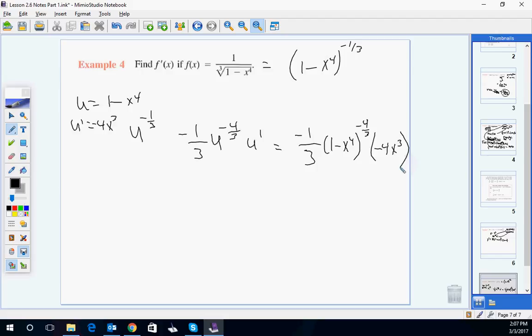So you can see that the 1 minus x to the 4th to the negative 4/3 is going to go on the bottom, and the negative 4x cubed will go on top. So it's going to end up being negative times a negative is a positive. That is your derivative.